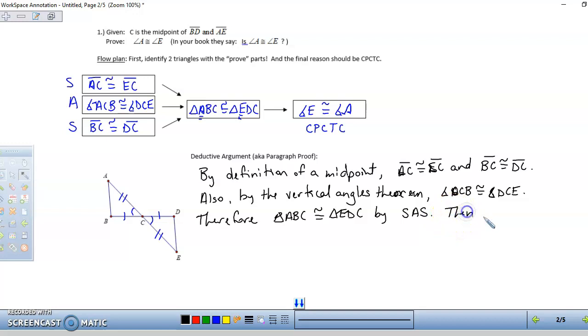Then we know that angle E is congruent to angle A by CPCTC. So basically this is just explaining the plan that we made up here. It's called a flow plan. And that shows that angle A is in fact congruent to angle E.